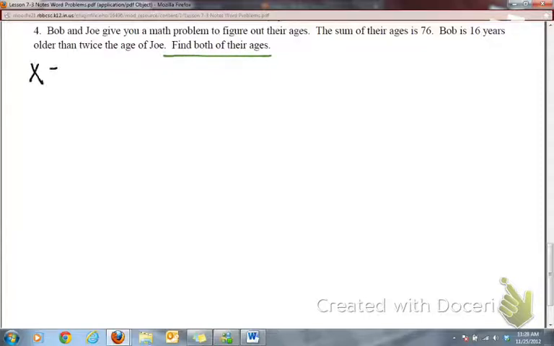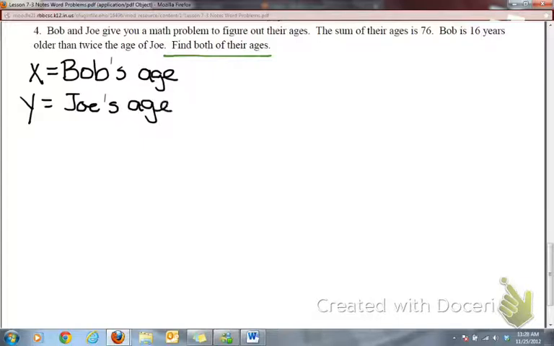So x equals, we'll say Bob's age, because he was first in the problem. Bob's age. And y equals Joe's age. Okay, now we have to write our system of equations. This sentence is kind of nice. The sum of their ages is 76, so we know that if we add their ages together, we're going to get 76.